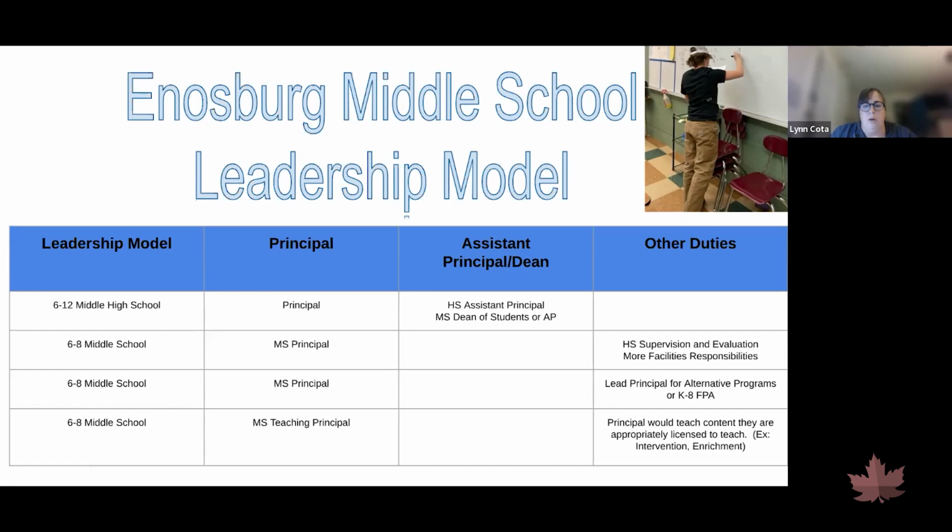You could shift to a model where you have a middle school assistant principal or a middle school dean of students whose sole role would be in supporting that middle school. Another option would be to keep the model that we currently have.